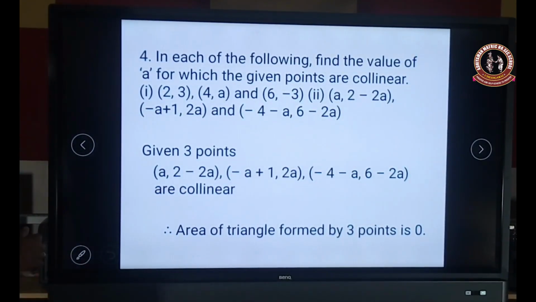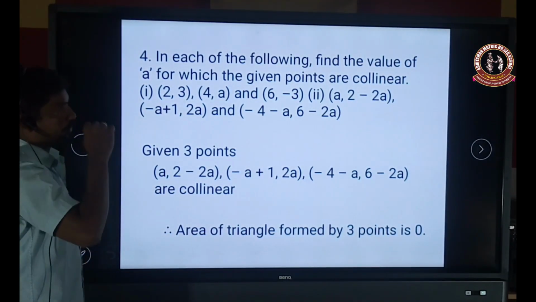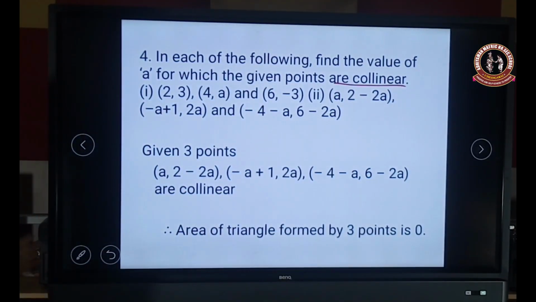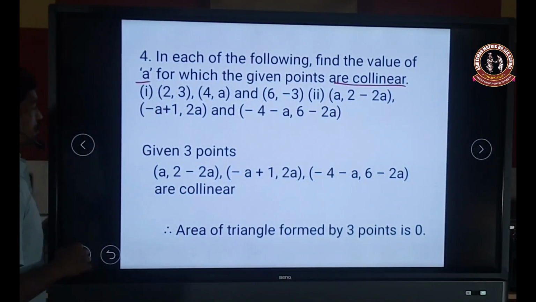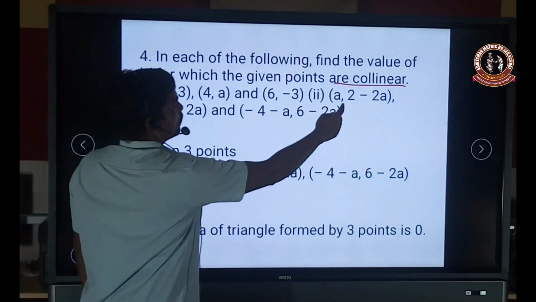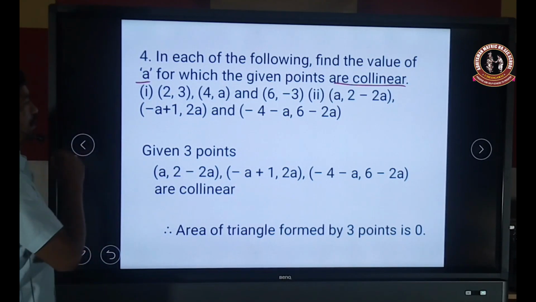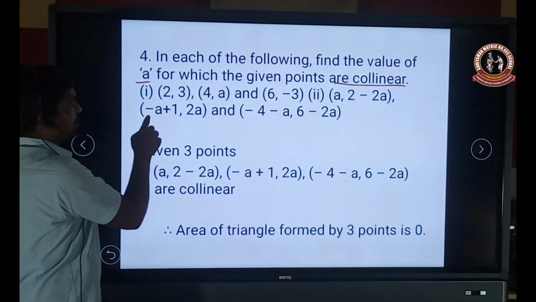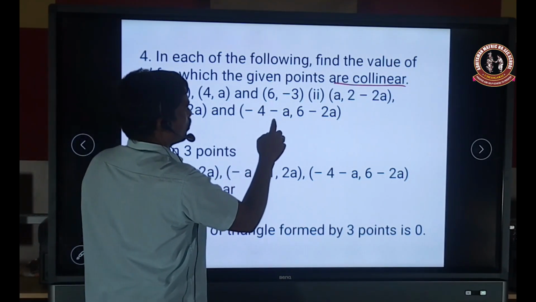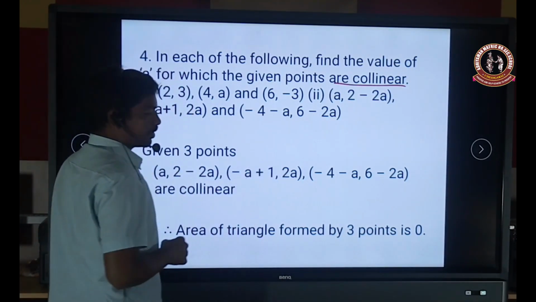Next, fourth one. In each of the following, find the value of a for which the given points are collinear. So given that the points are collinear, find the value of a. Now we see the second sum. The vertices are: A of 2 minus 2a, comma; B of minus a plus 1, comma 2a; and the third point is minus 4 minus a, comma 6 minus 2a.